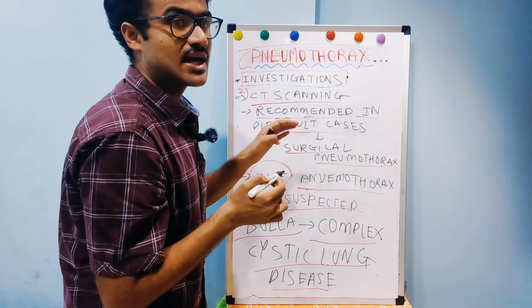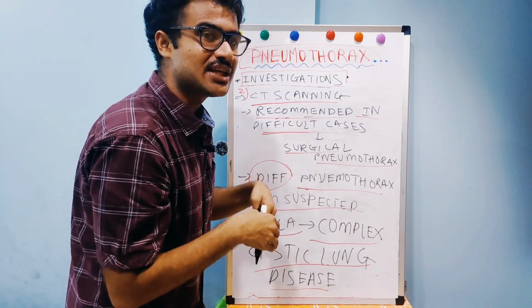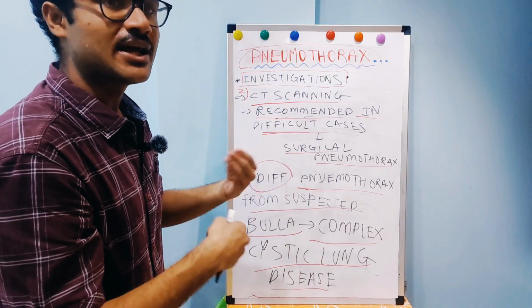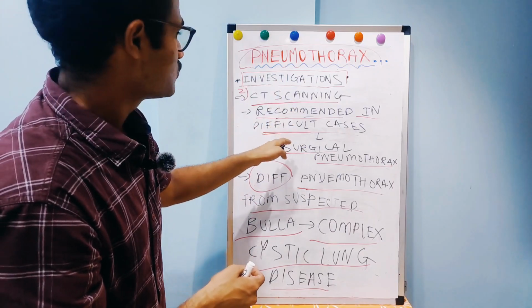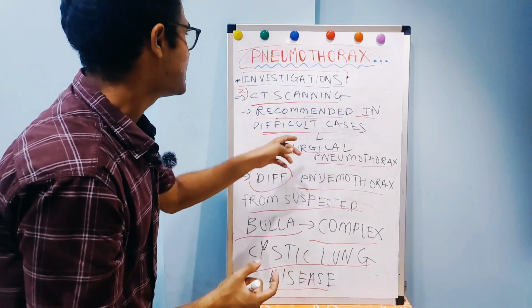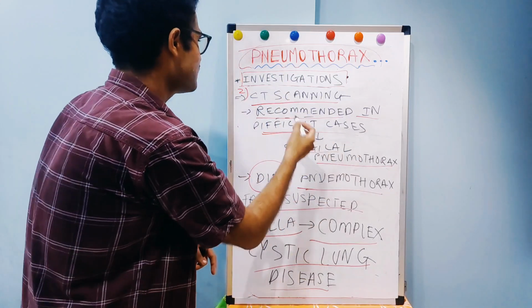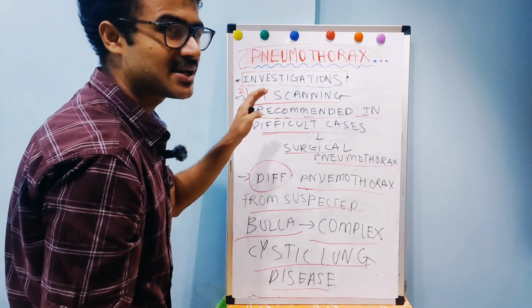Surgical pneumothorax is a type of traumatic pneumothorax, meaning a type of iatrogenic pneumothorax, which is caused during treatment and diagnostic interventions. So basically that is surgical pneumothorax. It happens during surgery. There is trauma and it leads to pneumothorax. So CT scanning is recommended in such difficult cases.